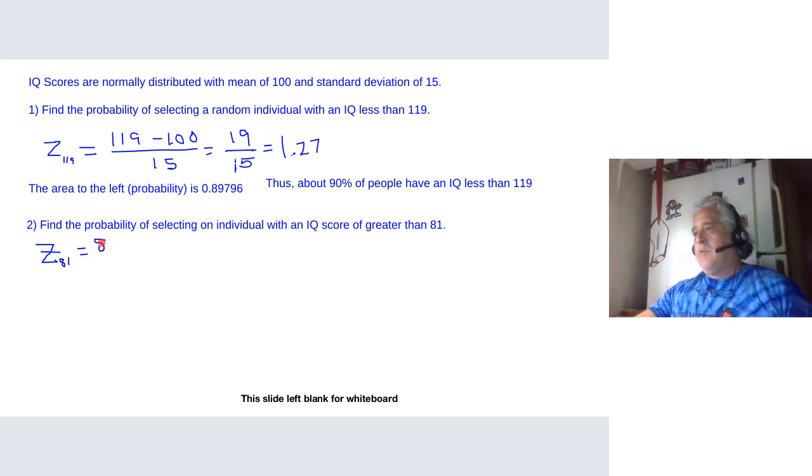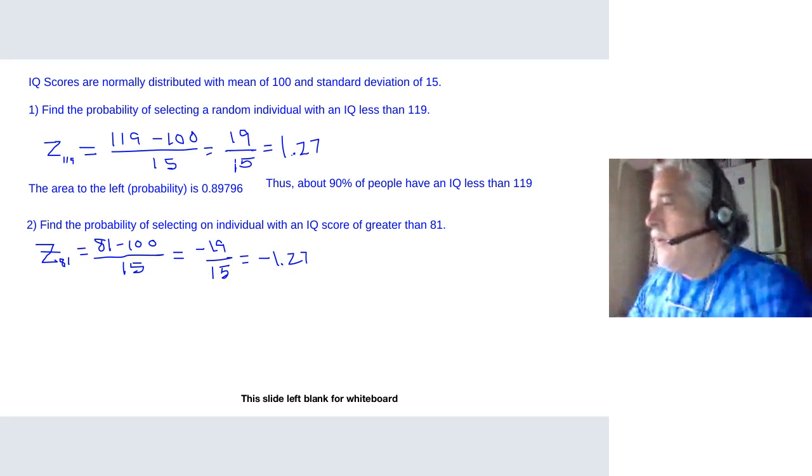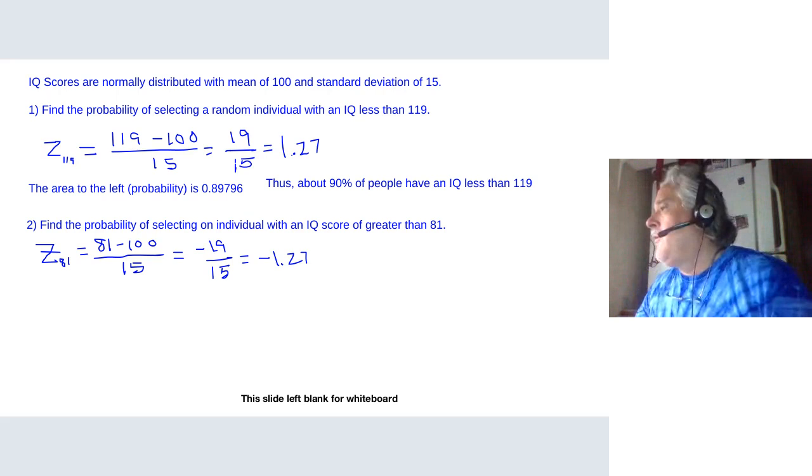Even though you've got this here to show you what it is, 81 minus 100 is negative 19. So this one ends up being negative 1.27. All right, now I'm going to go ahead and do this off screen real quick. Same thing, normal CDF, and then I'm going to change it to negative 1.27. Now, the reason why I got this one here is just so you can see how symmetry works.